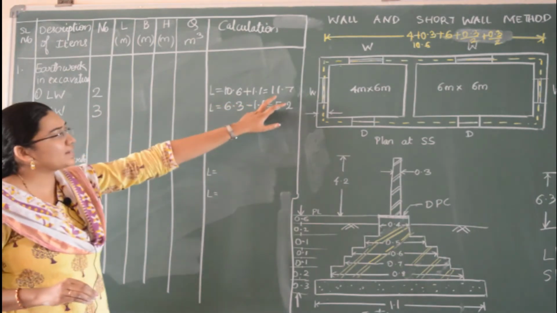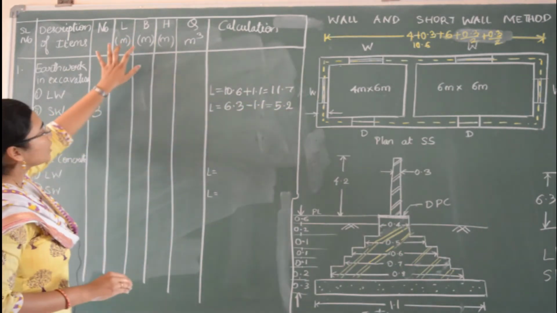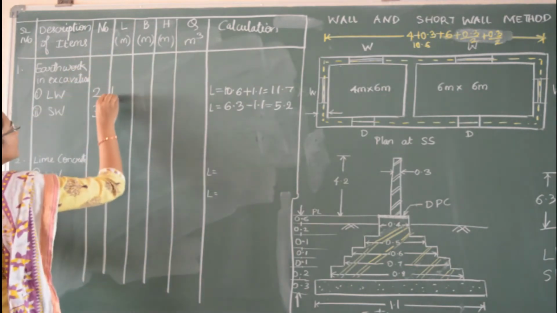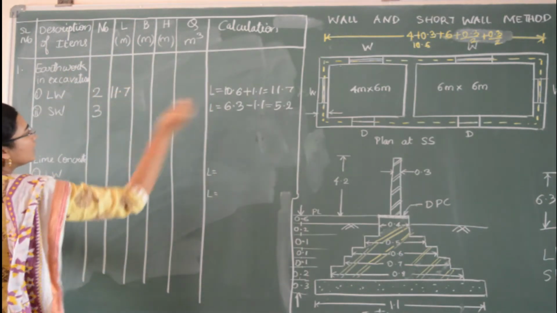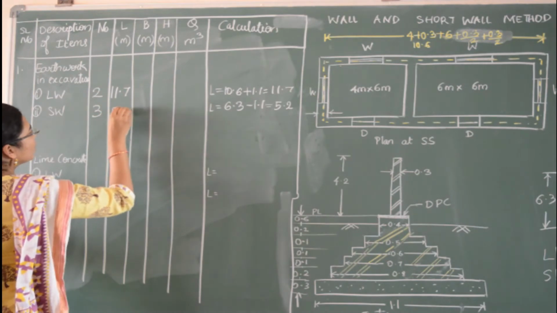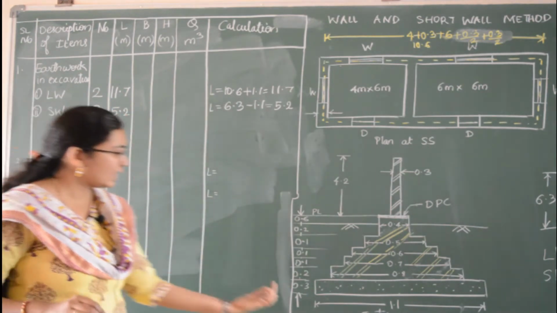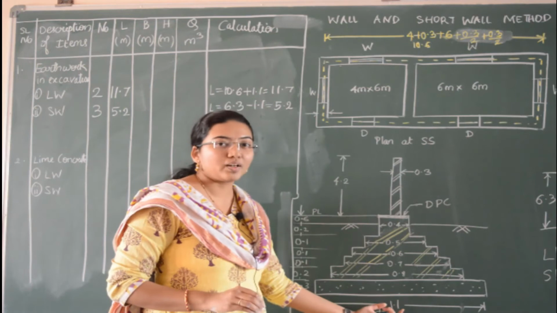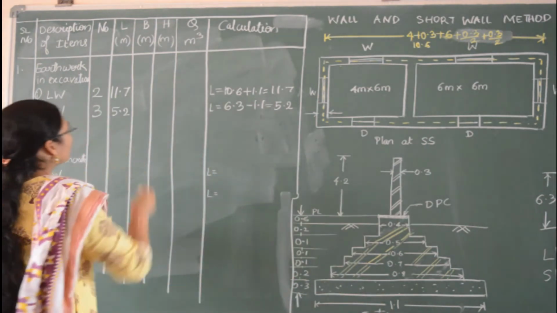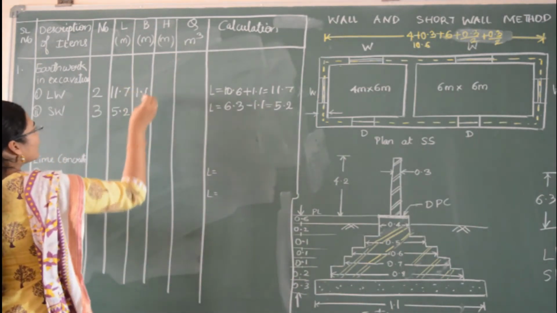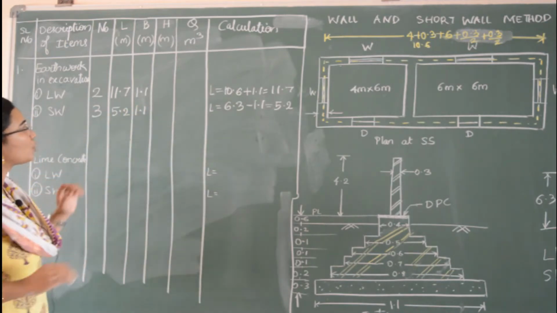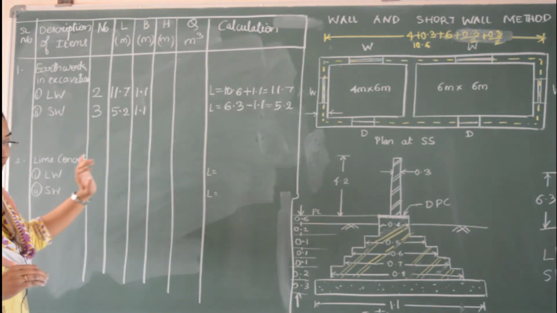Now these are the lengths which have been calculated. So in the length column I will write 11.7 and 5.2. Now what is the breadth? The excavation at the bottommost part is 1.1. So here I will write 1.1 for both the long wall as well as the short wall.